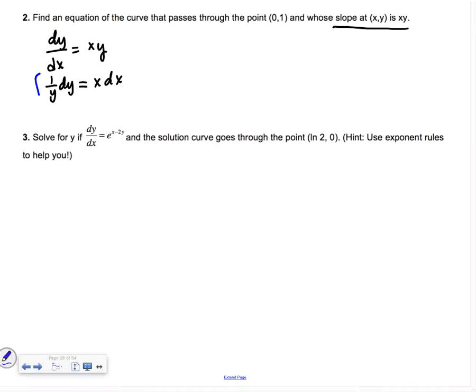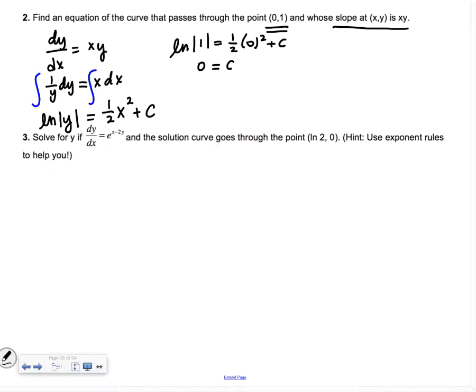So I can solve for y by integrating. When I integrate, I get natural log of the absolute value of y equals 1/2 x squared plus c. You can put a c on both sides, but I usually just put it on one side. Once we have integrated and we have a plus c, that's when we find what c is. We find it by using the initial condition, which is (0, 1). So we plug in a 0 for x and 1 for y. So we have natural log of 1 equals 1/2 times 0 squared plus c. So we get c is equal to 0. How nice.